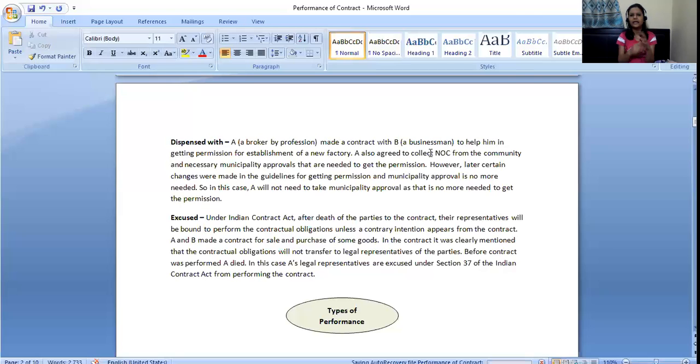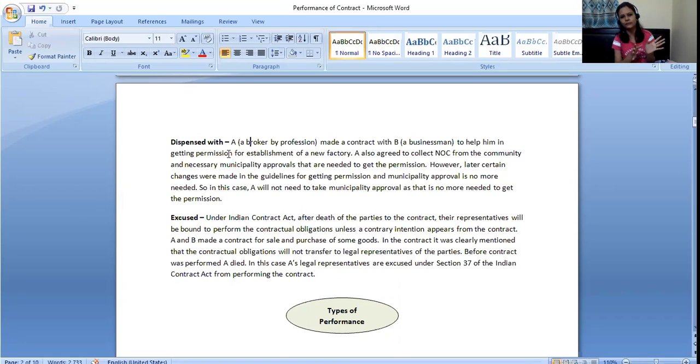Later on, if there are some changes in the guidelines that we don't need to take approval from municipalities, then what happens? This broker is no more responsible for taking the NOC from the community or the municipal approval. Why? Because it's no more necessary to get permission for that establishment of factory. So this first thing is saying that when it's no more necessary to perform it. First of all, take for example, I am a broker. I promise that I will give you permission from the department, and for that I will collect the NOC and the municipality approval on your behalf. But later on, if there are some changes in the guidelines and it's no more necessary, then I will not perform it, right? So I will say that it's no more necessary.